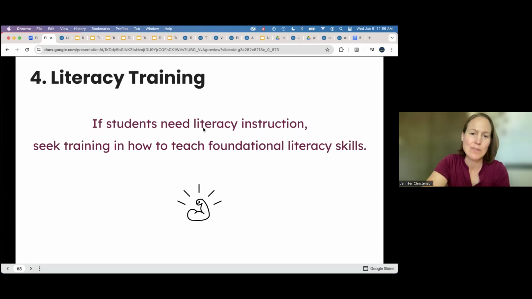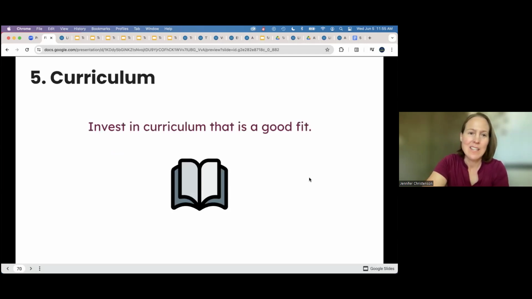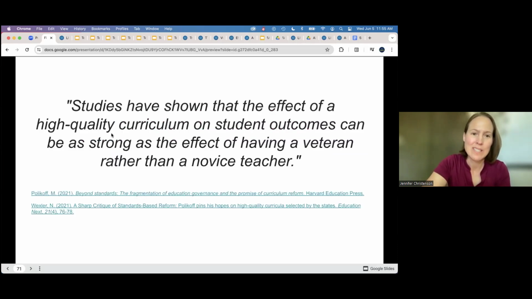So if you find that you have students within your program that don't have a lot of formal education in their home language, I hope that you'll help yourself and your staff learn some specific skills about how to teach foundational literacy skills. And my last suggestion is to think about curriculum and to invest in curriculum. That might mean investing money, but it also means investing some time and thought and effort into finding curriculum that's really a good fit for your students.